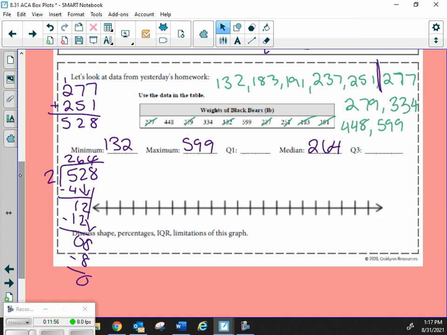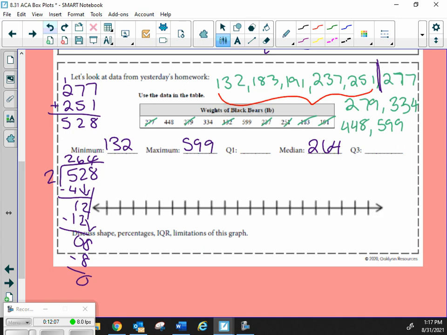So fair enough. All right, so Q1 again is the median of this first half. The median of this first half. What would be the median of that first half of numbers? Read. What would be the median of these first few numbers? Very good. 191 would be my Q1 because it's that median of that first half.